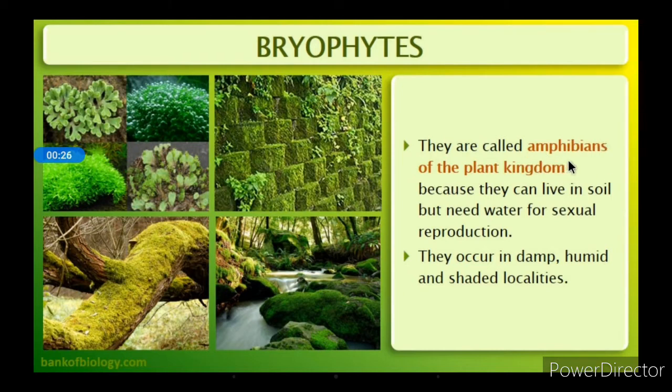Why amphibians? Because they are seen both on land as well as in the water. Why is it known as the amphibian of the plant kingdom? One more reason is there. They can live in the soil, but for sexual reproduction to take place, they need water.